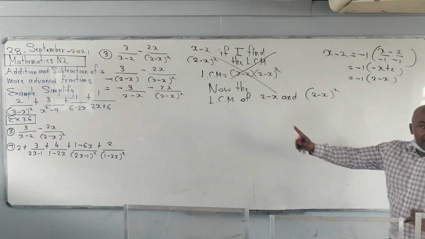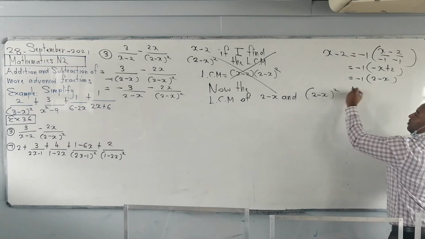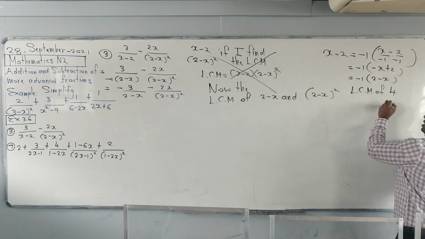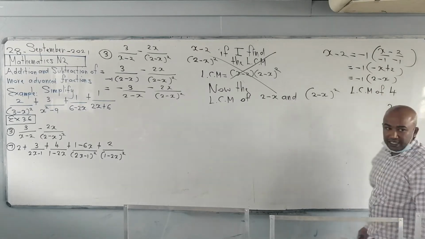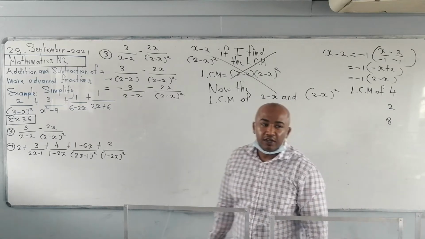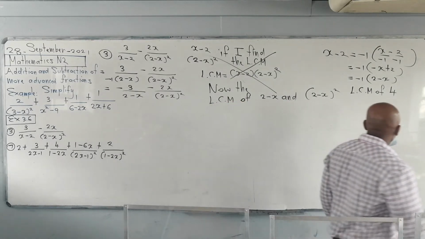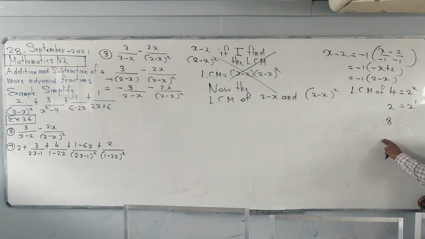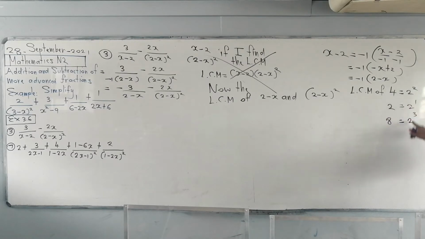Now remember, I told you that if I ask you for the LCM of 4, 2, and 8, let's take a simple example like 4, 2, and 8. Okay, so 4 can be written as 2 squared. 2 is 2 to the power 1. 8 is 2 times 2 times 2, so that will be 2 to the power 3. What do you notice about the bases of these 3 terms here? It's 2, 2, 2, that means they are all the same.